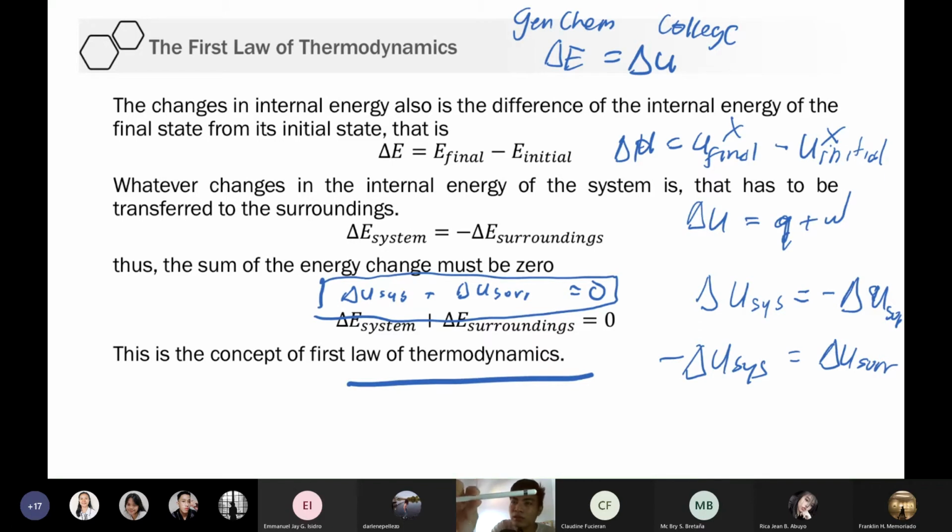Kung gaano karami yung potential energy ko, ganun karami yung kinetic energy ko rin, no? So, parang ganito lang yun. Kung gaano karaming internal energy ng system, ganun din yung dami ng kaya niya ilabas. Okay? So, pag pinag-add mo yon, yung quantities na yon, that should be equal to zero. Yun yung first law of thermodynamics. So, yun lang yung idea. Yung energy ng system, na-convert lang to energy ng surrounding and vice versa. Okay. So, pag pinag-add mo yun, zero yan.